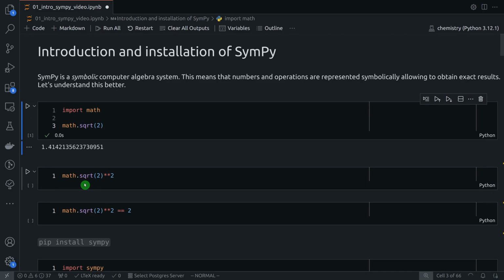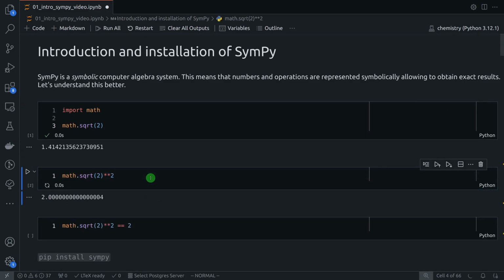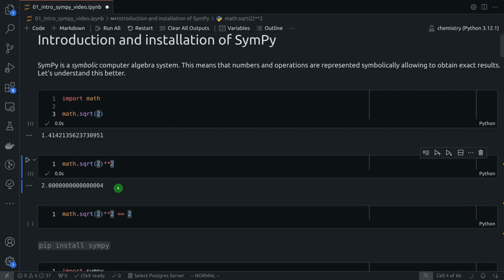Now, we know that if we square the square root of 2, we must have the number 2, right? So let's execute this cell and see that we don't have exactly 2. We have 2.00000 and so on, and then this number 4. This happens because of the way the computer deals with float numbers.